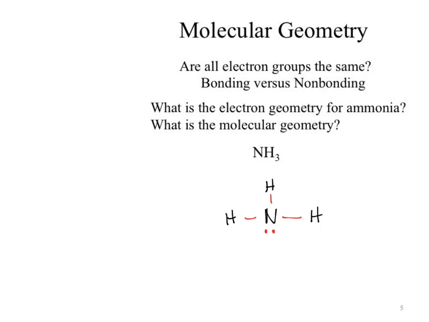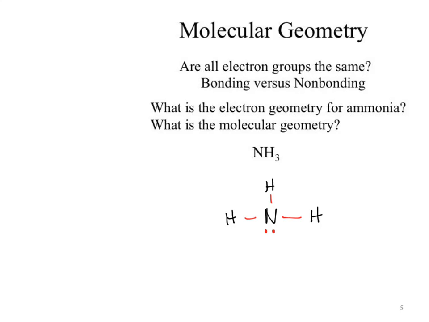CH4 has 4 groups of electrons. How many groups of electrons around our NH3? 4 groups again: the 3 bonds and a lone pair of electrons. So we would predict the same electron geometry, the same relative shape, because those electrons are going to push away from each other.